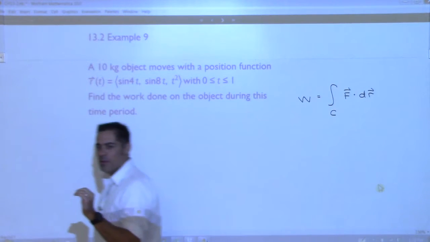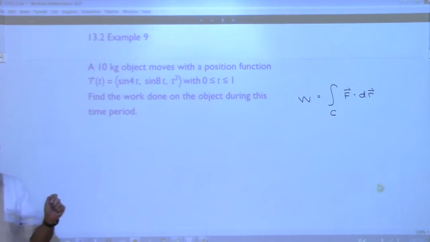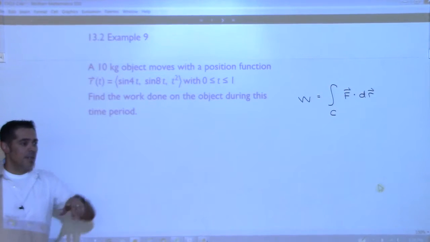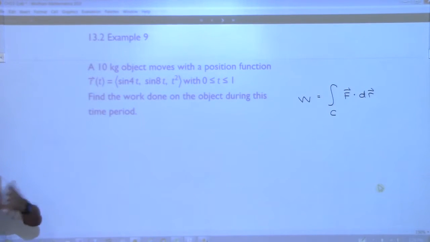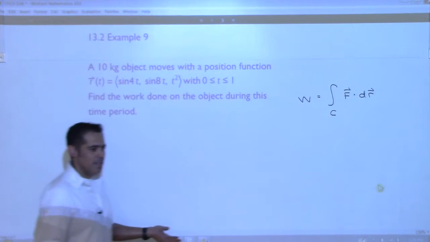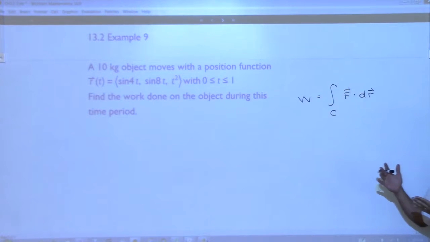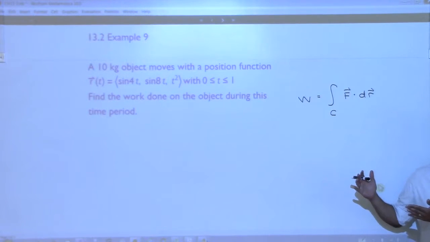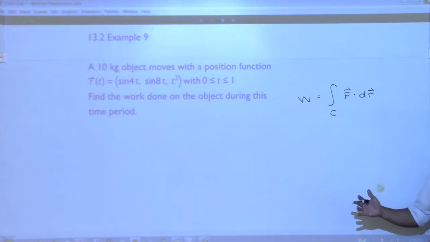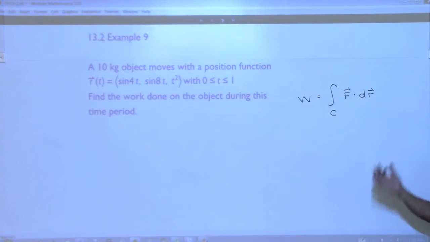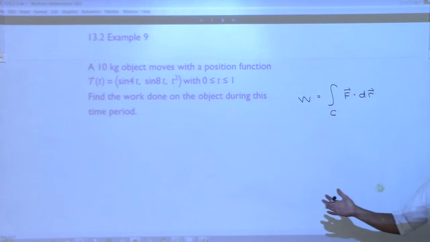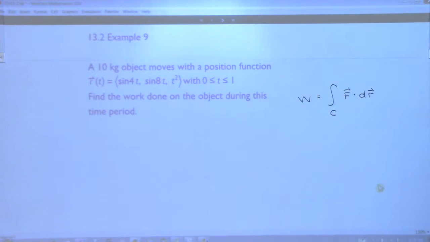Now, nowhere in this problem am I saying that this object is moving on Earth. So there's nothing here that says that this 10 kilogram object is under the influence of gravity. In the previous example, the man walking in the silo, we could all assume he was under the force of gravity. But nothing is saying that here. In fact, we can assume that there is no gravity. So this is an object moving in space, let's say, so there's no gravitational force on it. So what is force then? How are we going to get F?